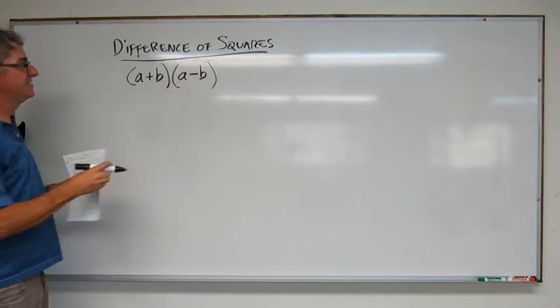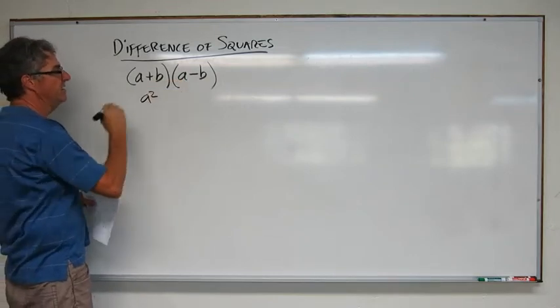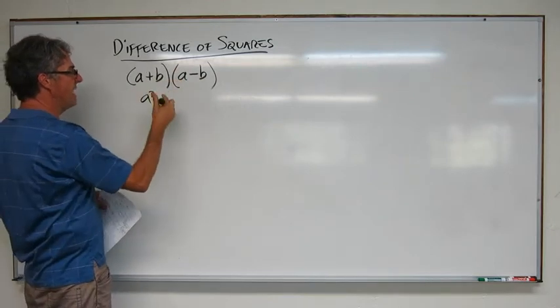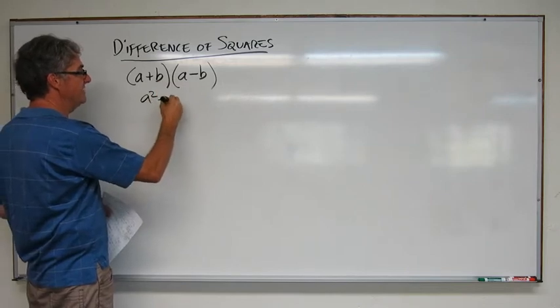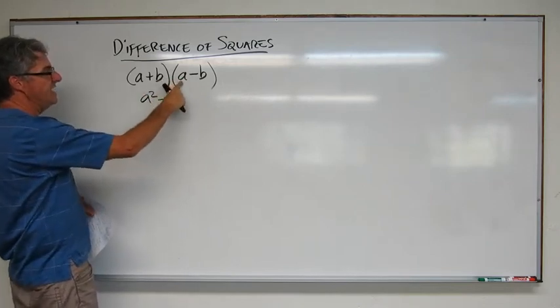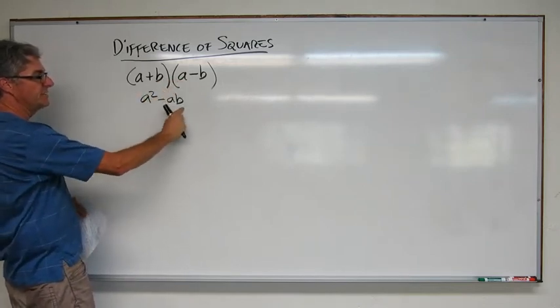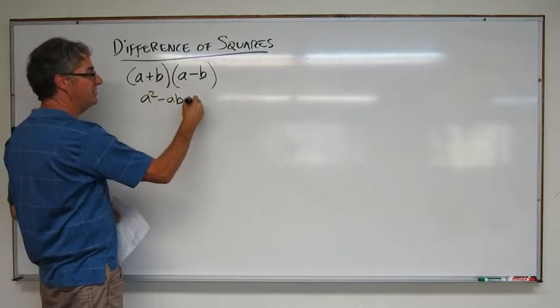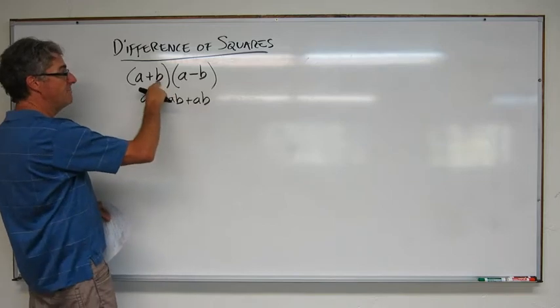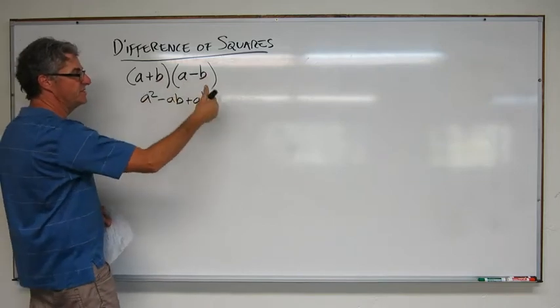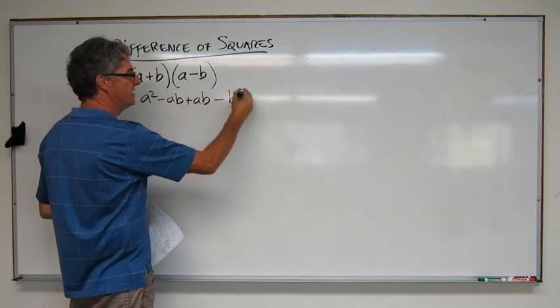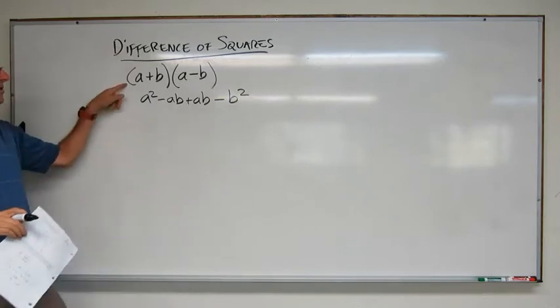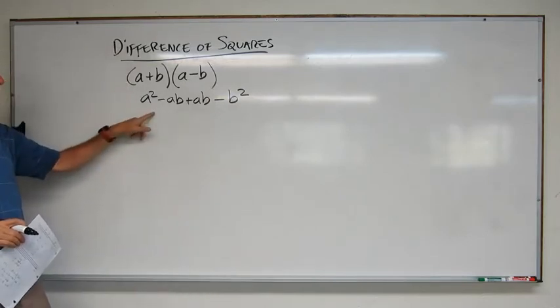We get an a times a is a squared. We get an a times minus b, so that's negative ab. Then we get an a times b here. I'm going to write them in the same order because that will be helpful later. No negatives, so this one is a plus ab. And then I have minus or plus b times minus b. That's going to get us minus b squared. So the result of FOILing that pattern gives us this.